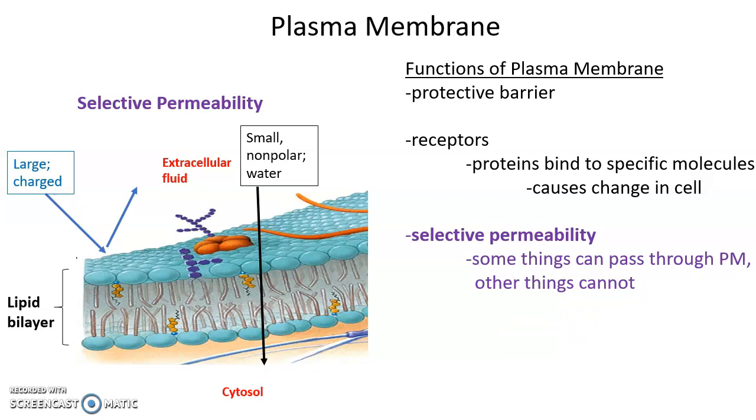The other important function of the plasma membrane is, as I mentioned earlier, its selective permeability. It allows some things to pass through the plasma membrane, so small nonpolar molecules can enter or leave the cell through the plasma membrane, and also water. Water can go in or out of the cell freely. Other things, large molecules, large structures, and things that are charged cannot pass through the plasma membrane. They are blocked from going into or out of the cell.